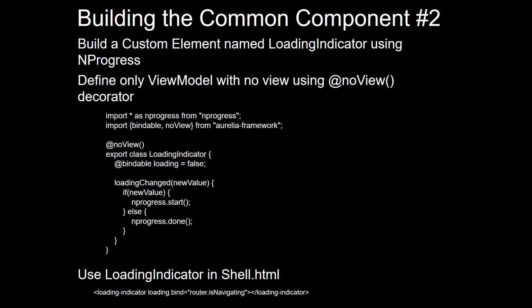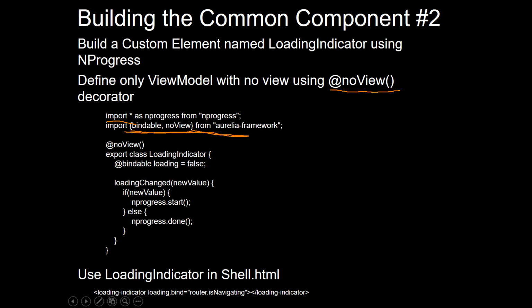But I said that NProgress handles the rendering of the view by itself. So we need to let Aurelia know that, hey, I am only going to define a view model, so don't even bother looking for a view. That can easily be done using the @noView decorator. Okay, so that's what we're importing. We are importing two decorators. One is called bindable, the other one is called noView.